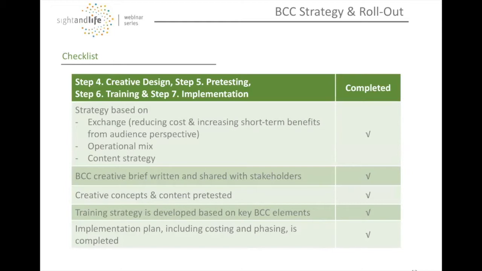Okay, there are some other questions coming in about the role of religious and local leaders in the BCC process. So maybe if you can comment a little bit about that.